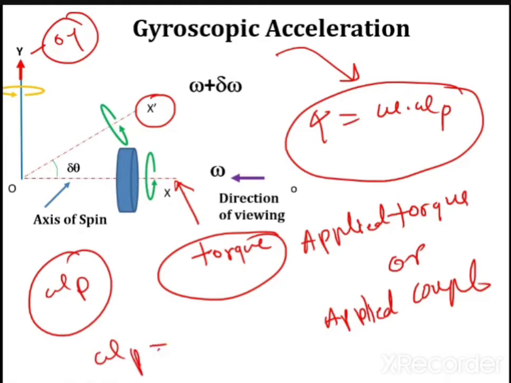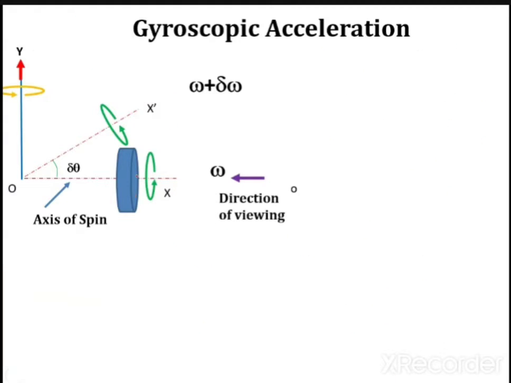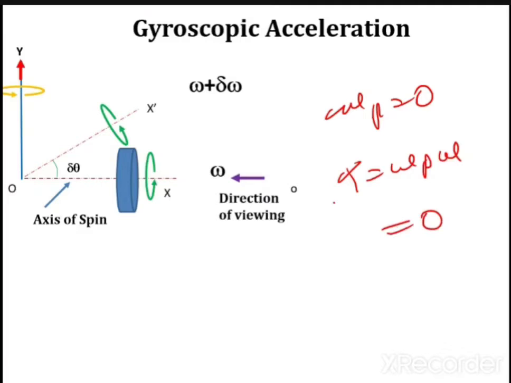Or omega p will be equal to 0. If omega p is equal to 0, so what will happen? Alpha will be equal to 0. So there is no gyroscopic acceleration. I hope you understand this, that if the axis of spin never came to the new position, or never turned about the axis OY, your omega p was equal to 0. So alpha is equal to omega p into omega, that is equal to 0. So gyroscopic acceleration will be equal to 0.